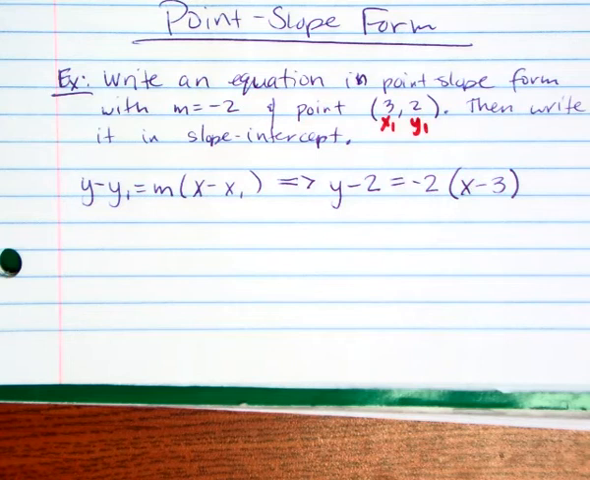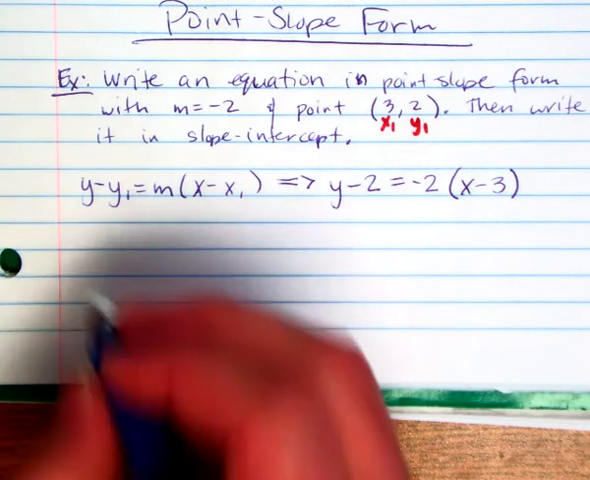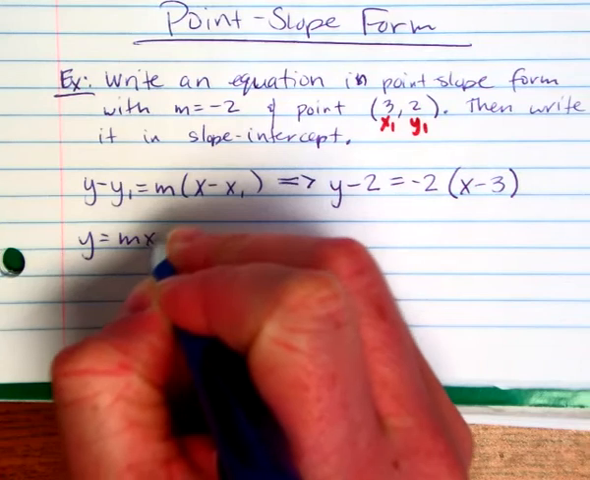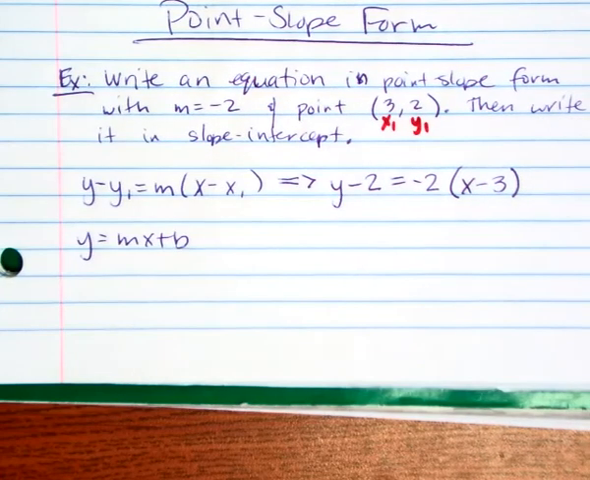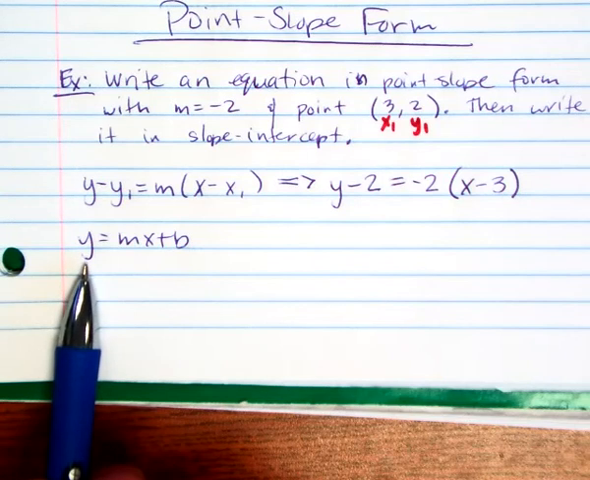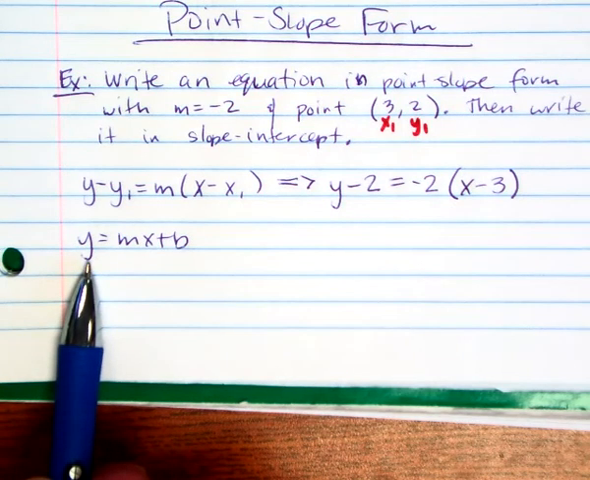We are also asked to take this equation and rewrite it as slope-intercept. Who remembers what slope-intercept looks like? Nick? Y equals mx plus b. The important thing to understand here is that y, the variable y, is all by itself. So our final answer should have y all by itself.